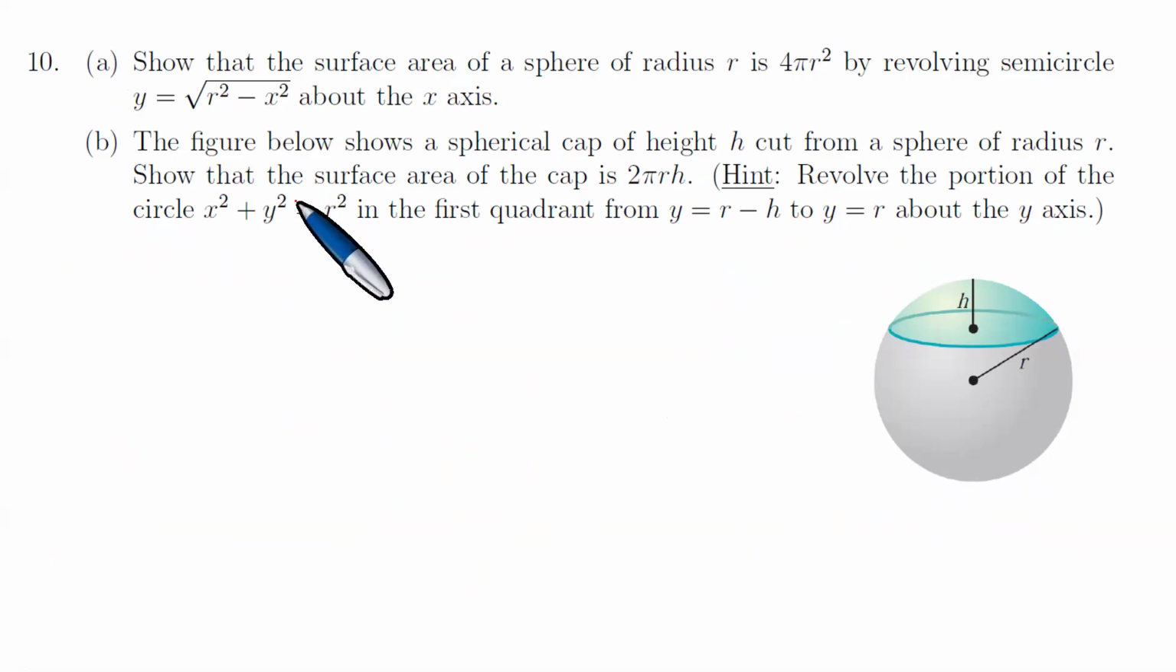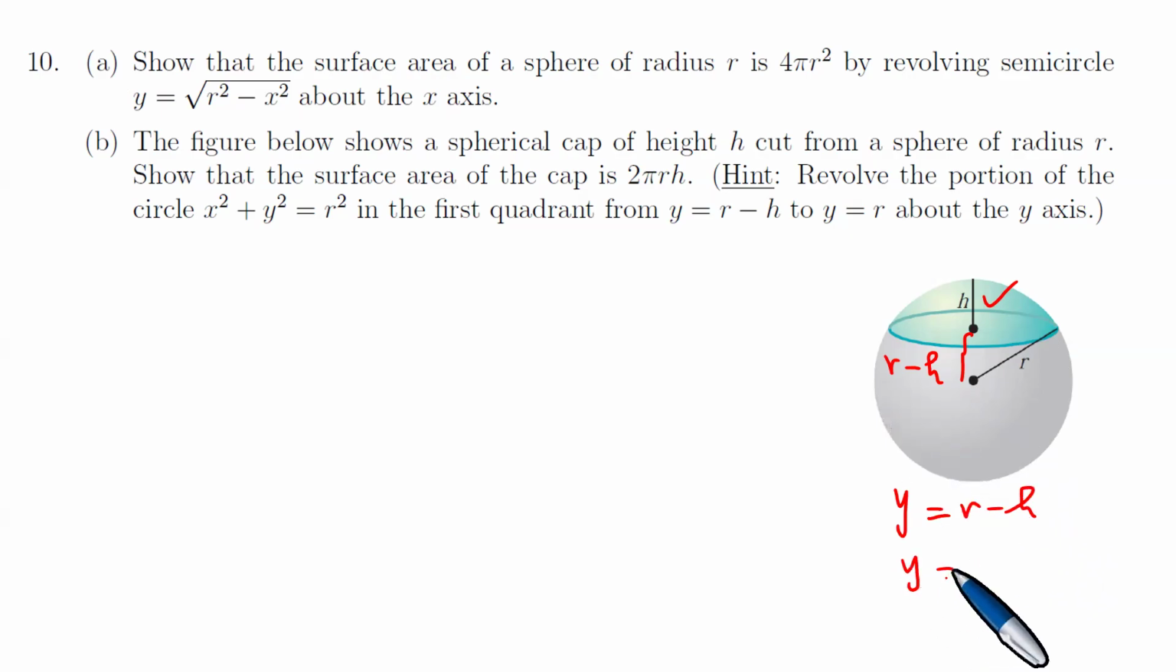Right. So now you need to deal with this. The figure below shows a spherical cap of height h cut from the surface of a sphere. So what will the remaining portion be here? The remaining portion will be the radius minus h, because the distance from the center to the circumference of the sphere is the radius. So you're going to have y equals radius minus h.